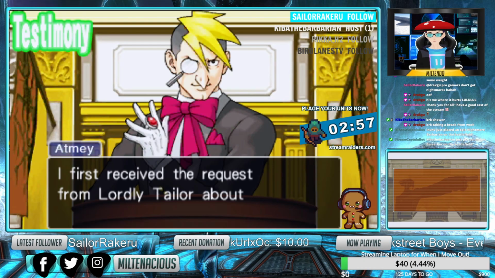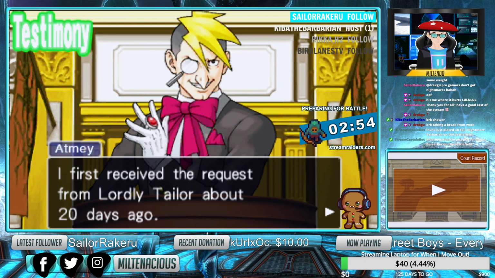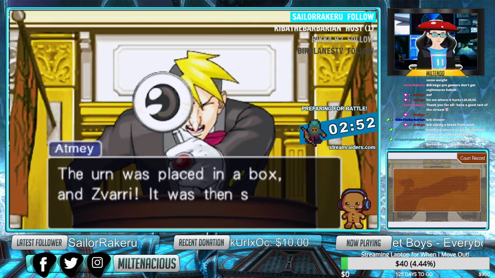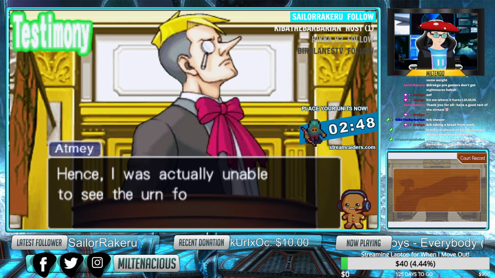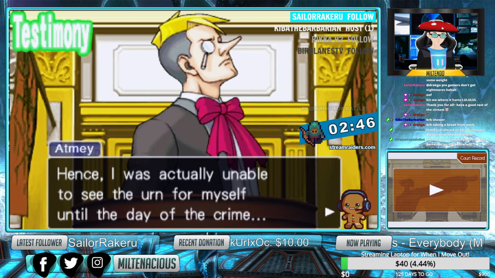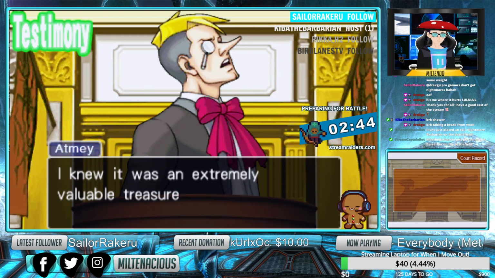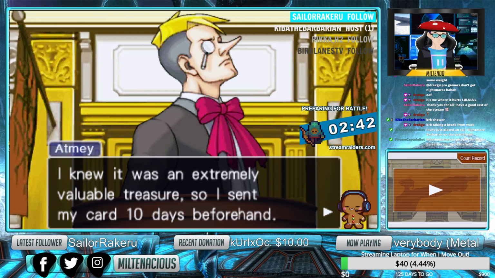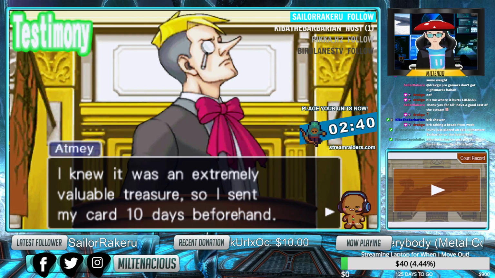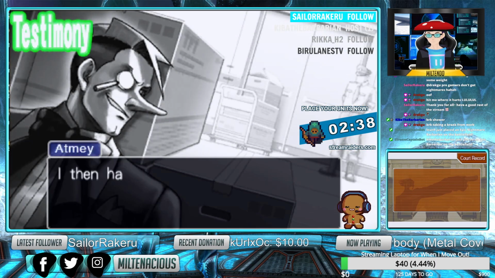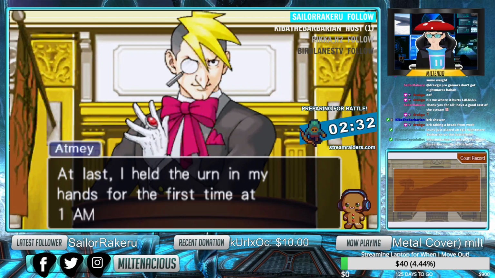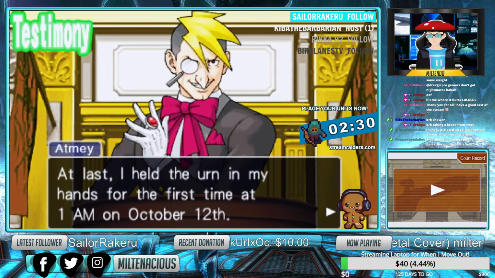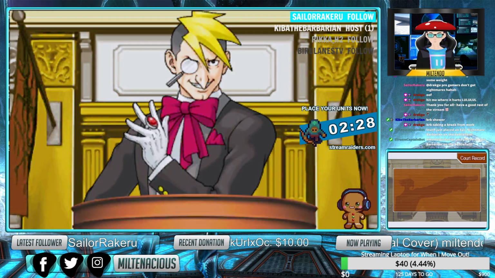I first received the request from Lord Lee Taylor about 20 days ago. The urn was placed in a box in Zavadi. It was then sent to the warehouse. Hence, I was actually unable to see the urn for myself until the day of the crime. I knew it was an extremely valuable treasure, so I sent my card 10 days beforehand. I then handled security by myself to ensure that my crime would go smoothly. At last, I held the urn in my hands for the first time at 1 a.m. on October 12th.